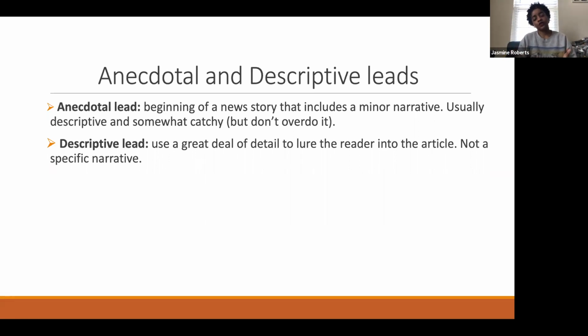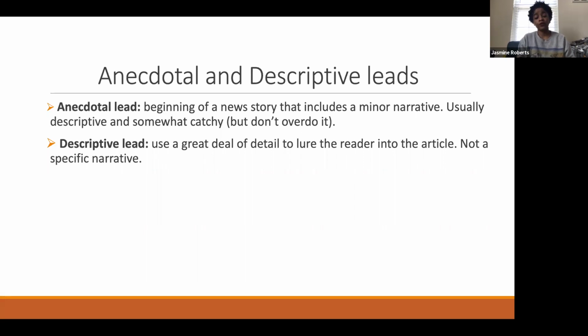And then also make sure with your anecdotal lead, it's very specific. What I mean by that is we're talking about a specific instance, right? That's relevant to the larger story. It's not really vague. It's not abstract. Again, it's a specific anecdote or narrative that's relevant to the larger story.